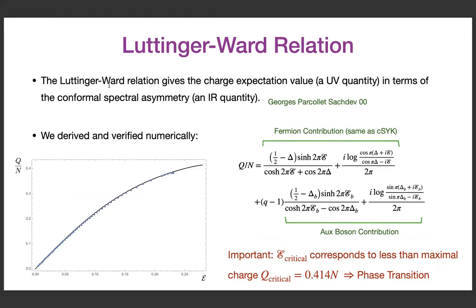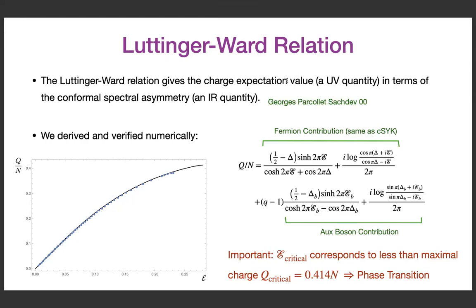Okay, let me now move on to the following question. I've been turning on this spectral asymmetry and saying that it's related to turning on the charge, but then you might want to know exactly how these two quantities are related. And this is given by the Luttinger-Ward relation. This gives the charge expectation value in terms of the spectral asymmetry. And I think the first version of it for this type of models was derived by these people in the 2000s.